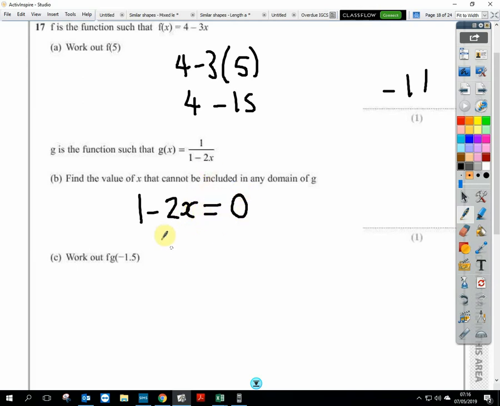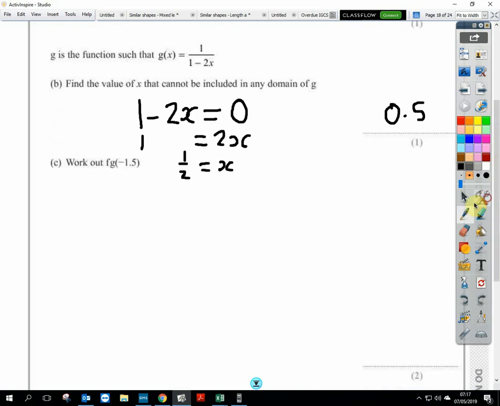So what you do is you set the denominator equal to 0 to figure out the value of x that will make the denominator equal to 0. So add 2x to both sides, then divide by 2, and you end up with a half. If x is a half, or 0.5, that means the denominator is 0, which will cause this graph to have an asymptote, which means the graph will not exist at that point. So half is the answer.